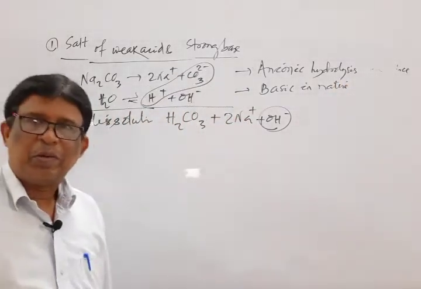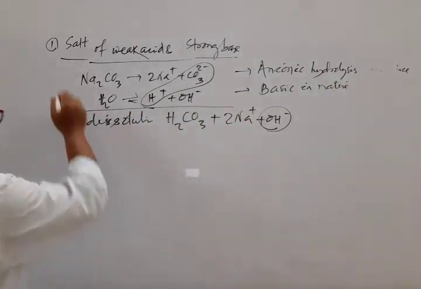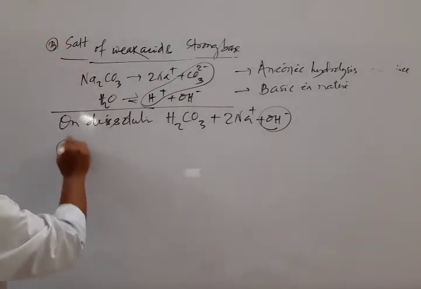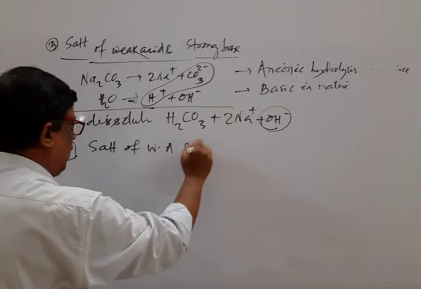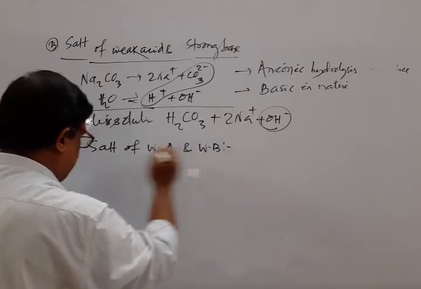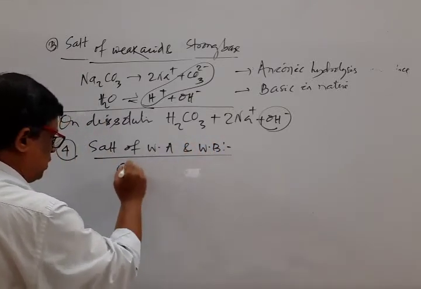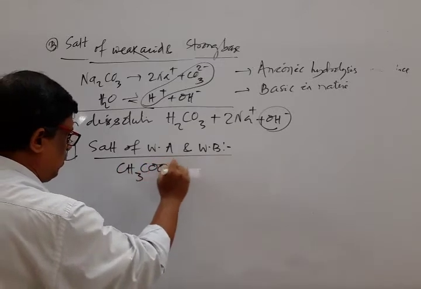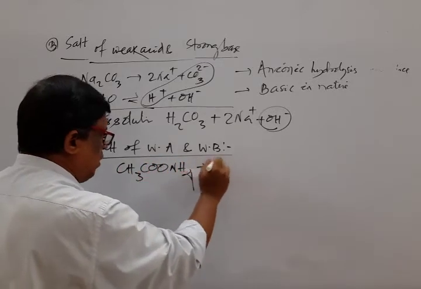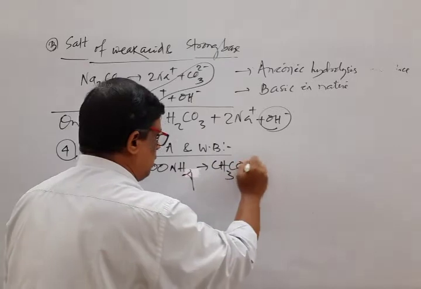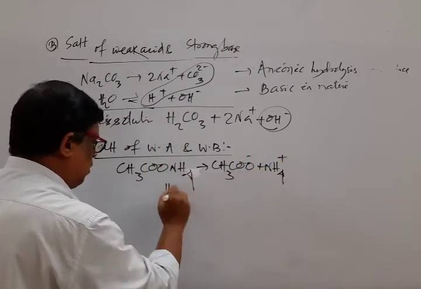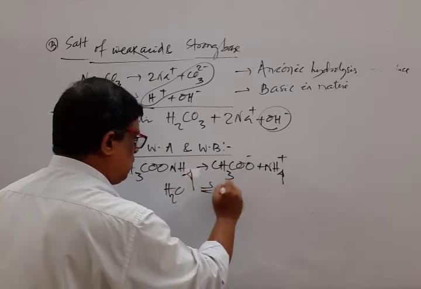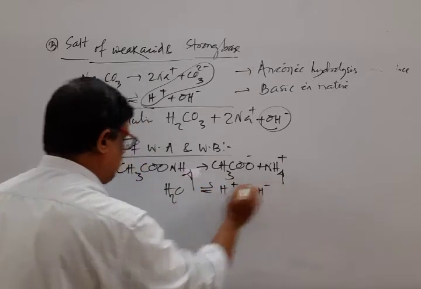Okay, move to type 4, that means it is type 3, type 4, salt of weak acid and weak base. Weak acid and weak base, one example, ammonium acetate, breaks down to CH3COO minus, NH4 plus, water breaks down to H plus, OH minus.